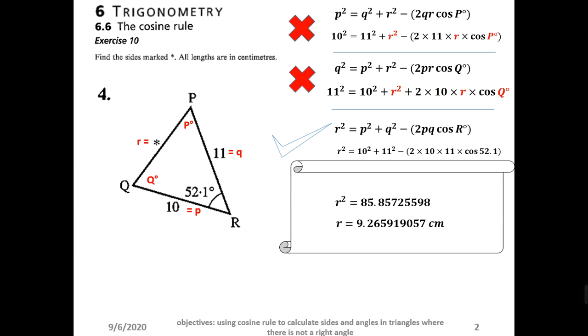9.26591, 9057 centimeter. If we want to round this answer to 3 significant figures, 9 is my first figure, 2 is my second, 6 is my third. So stop at the 6. Look at the right, 5 and above. So the 5 is going to bring my 6 up to 7. So the final answer will be 9.27.